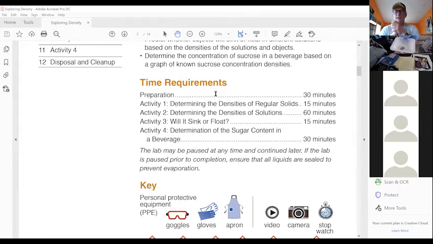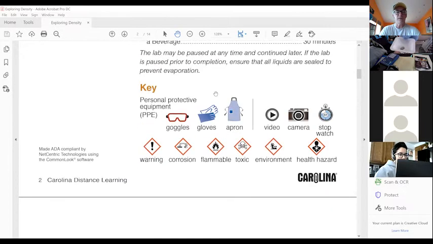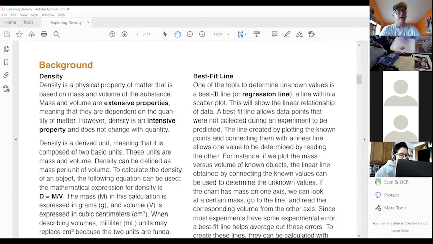Has anyone made their solutions already? Or did you have stuff to do this morning? We'll go over how to make them. I was wondering if anyone did them ahead of time, because it takes a little time to do. So this part we can dispense with fairly quickly, but then we're going to be determining the densities of solutions, and that's going to take a while. So why don't we just go over how we're going to do the experiment.